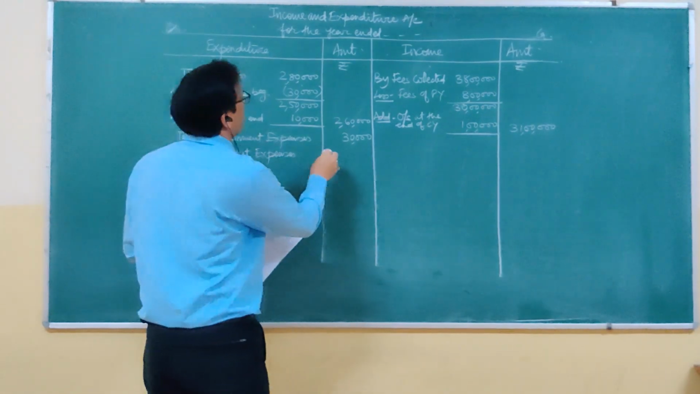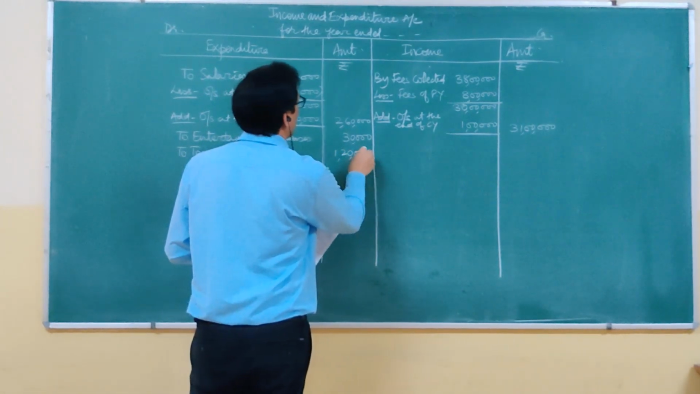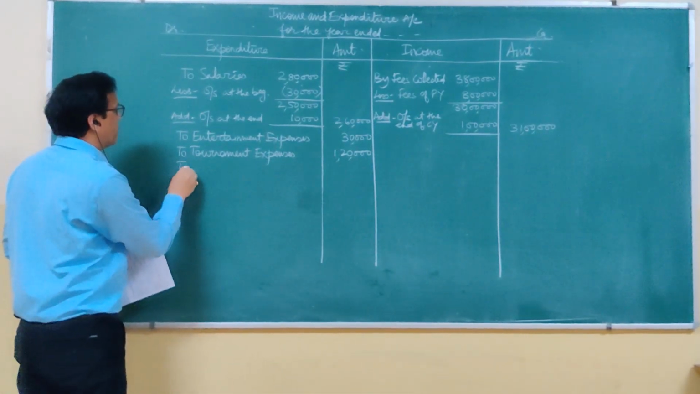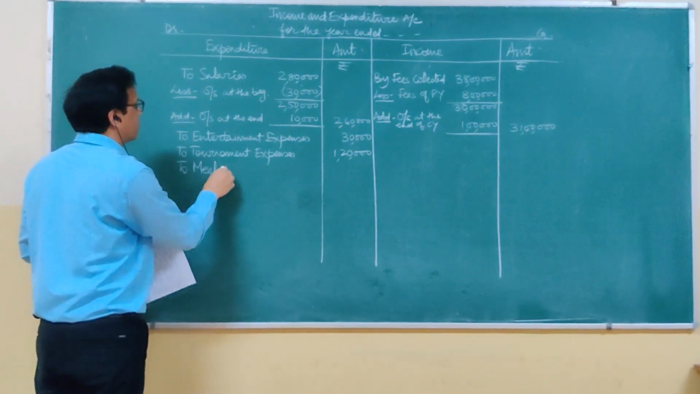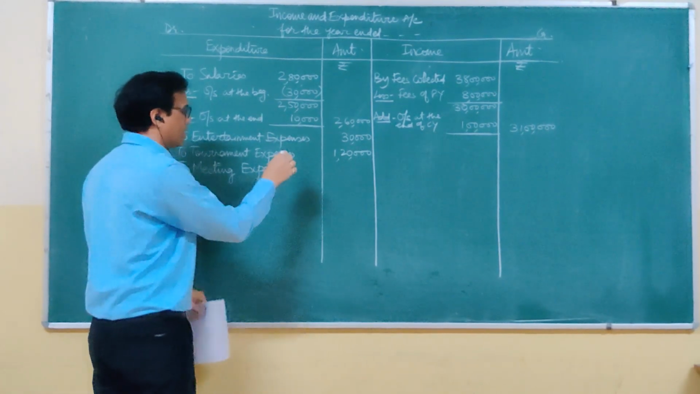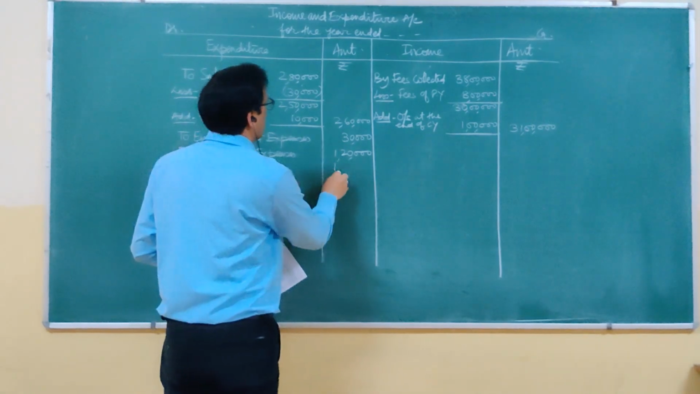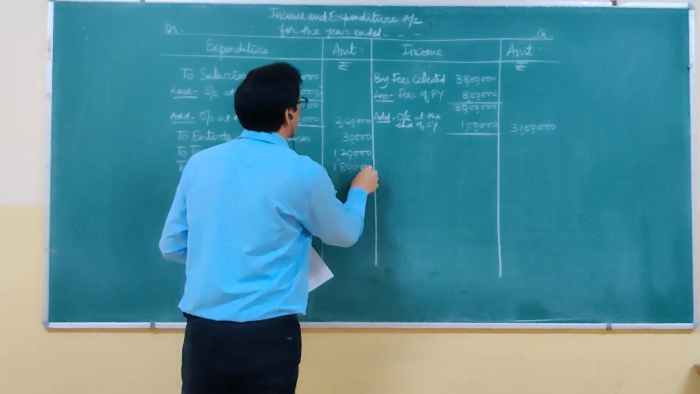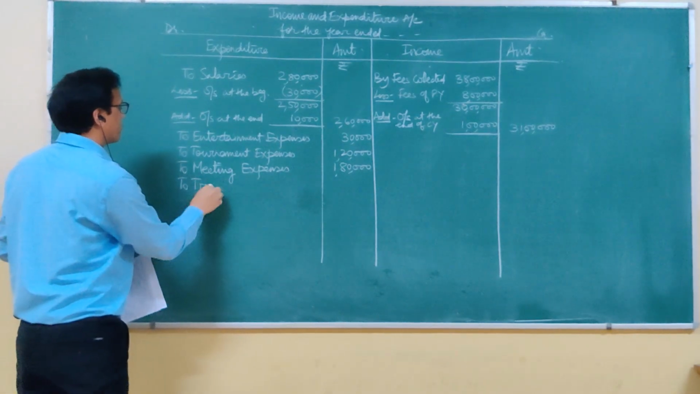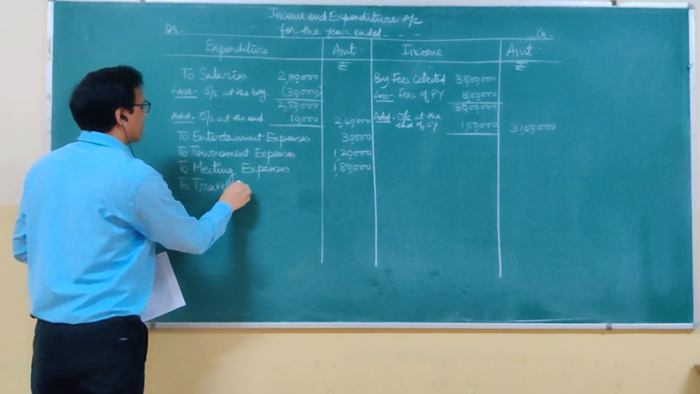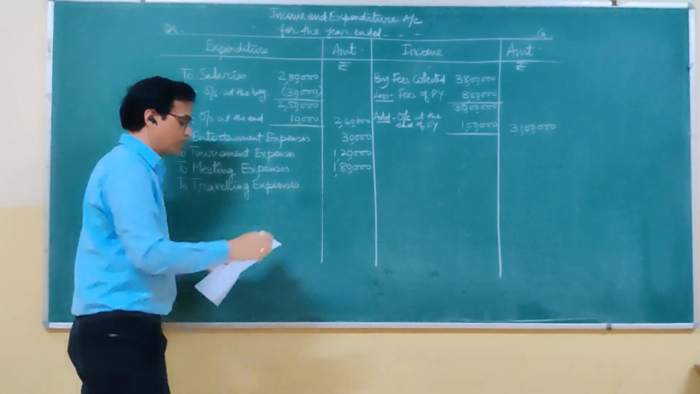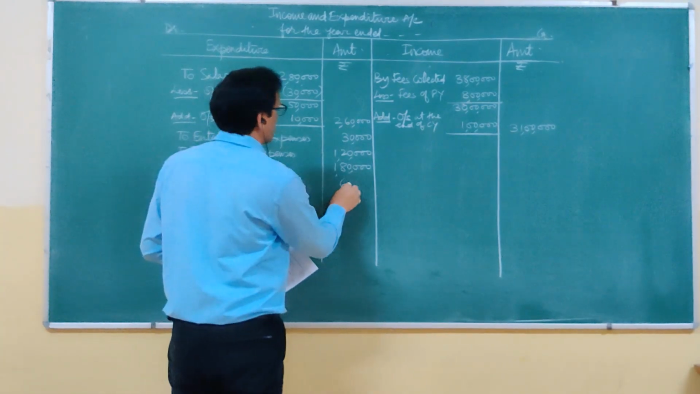These are 1,20,000. Then meeting expenses. So we write as To meeting expenses and no adjustment for it is given. To meeting expenses. They are 1,80,000. Then traveling expenses. So To traveling expenses. They are also a revenue expenditure. They are 60,000 rupees.